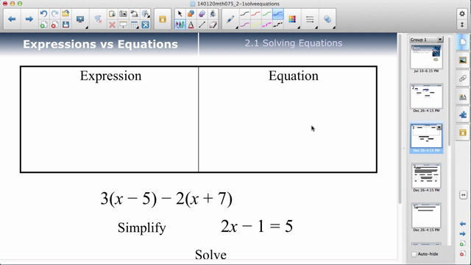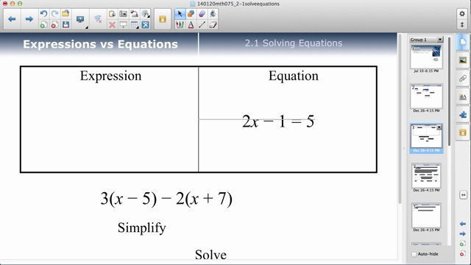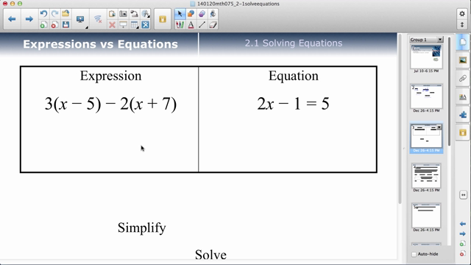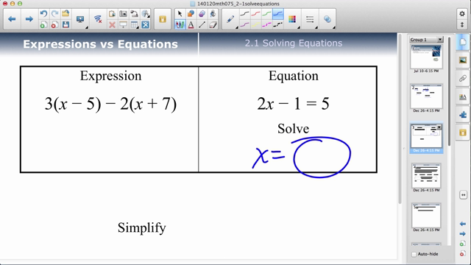One distinction we need to make right off the bat is between an expression and an equation. An equation, like I said, is a statement where you have an equal sign. So there's an example of an equation there. Since there's no equal sign in that one, it must be an expression. With equations, we can solve them. So we can find out, in this case, x is equal to something.